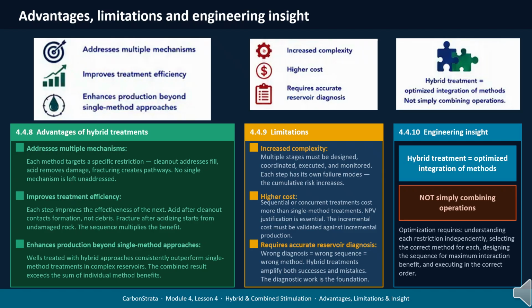Now third, diagnosis. This is the critical one. If the restrictions are identified incorrectly, the sequence becomes wrong. And once sequence is wrong, even good execution cannot recover the result. Now go to the final statement. This is the control rule. Hybrid is optimized integration, not combining operations.